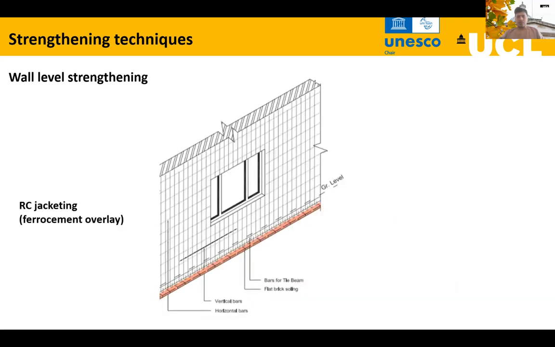Another technique here is to use the ferrous cement. So there is a layer of reinforcement on the wall. So usually, in Nepalese practice, they put the jackets on both sides, and then they connect it through the thickness of the wall at a continuous level.